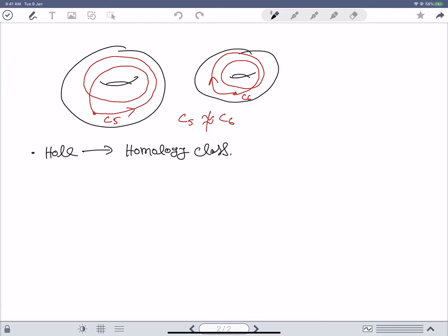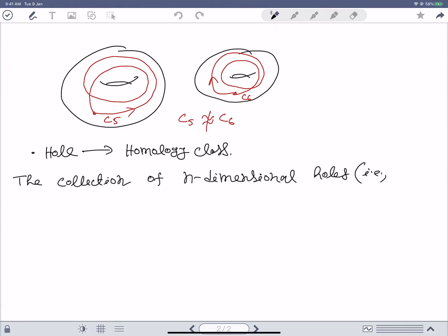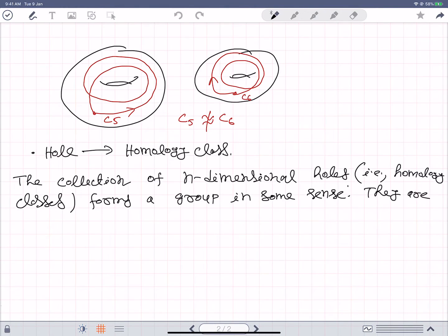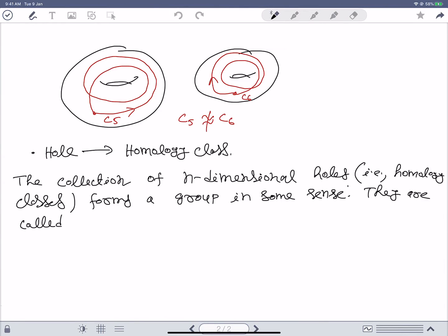And we prove that maybe tomorrow, the collection of n-dimensional holes, that is homology classes, forms a group in some sense, and they are called the nth homology groups of the topological space.